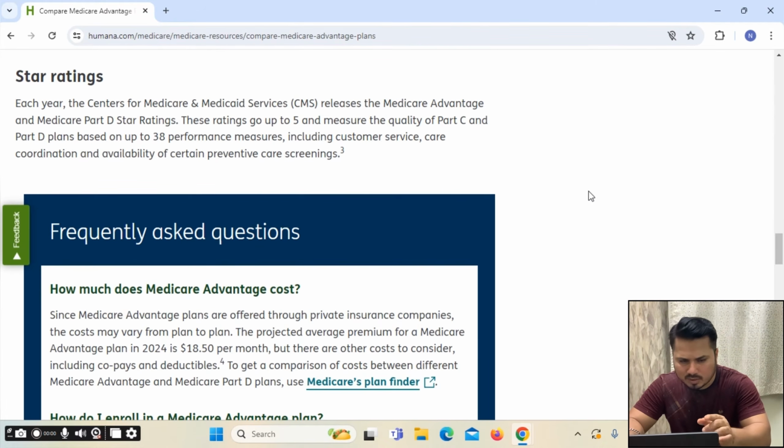Now, star ratings. What is that? Each year, the Centers for Medicare and Medicaid Services (CMS) releases the Medicare Advantage and Medicare Part D star ratings. These ratings go up to 5 and measure the quality of Part C and Part D plans based on up to 38 performance measures, including customer service, care coordination, and availability of certain preventive care screenings, guys.